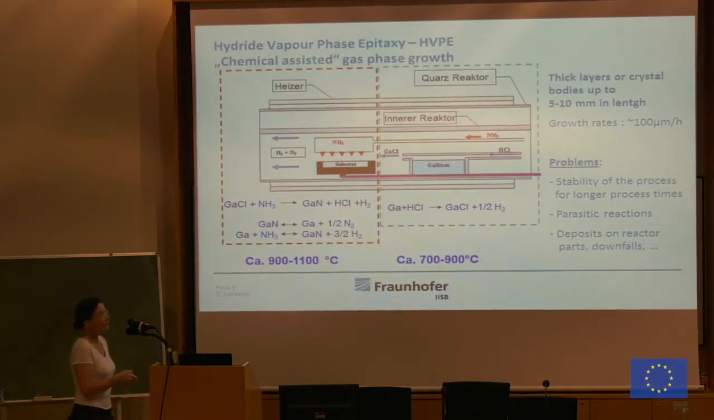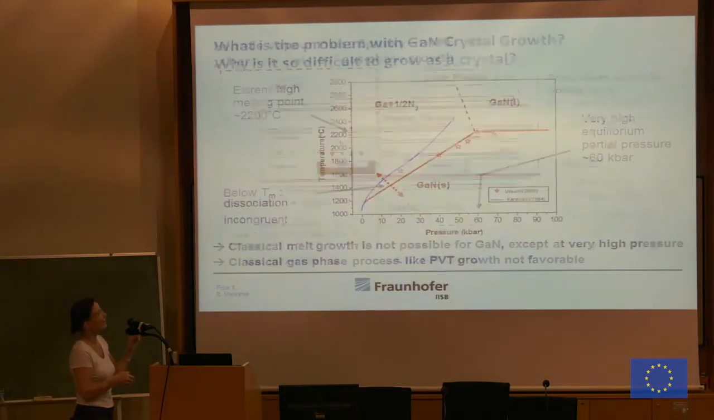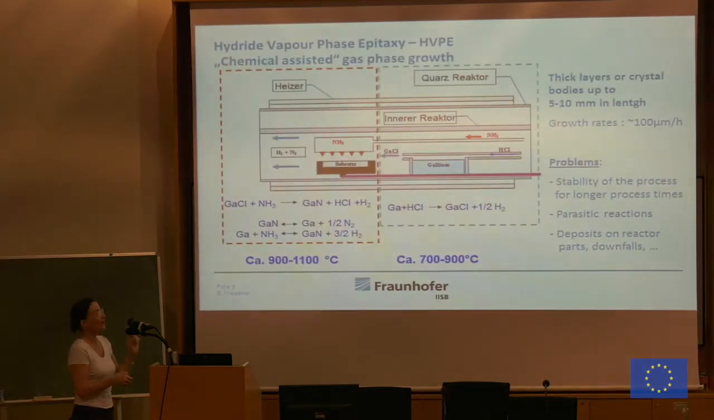It's not that easy. It's such that we can grow crystal bodies on the order of like 5 to 10 millimeters in length, which is for a full crystal body, as you saw before, very short. So it's only a small length that we can grow with a growth rate of, let's say, 100 micrometers per hour.